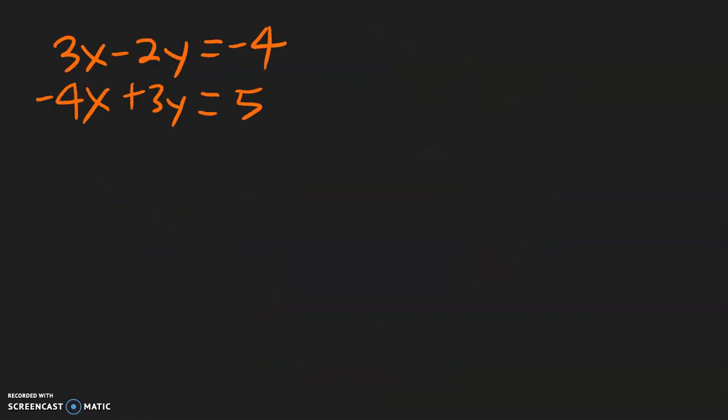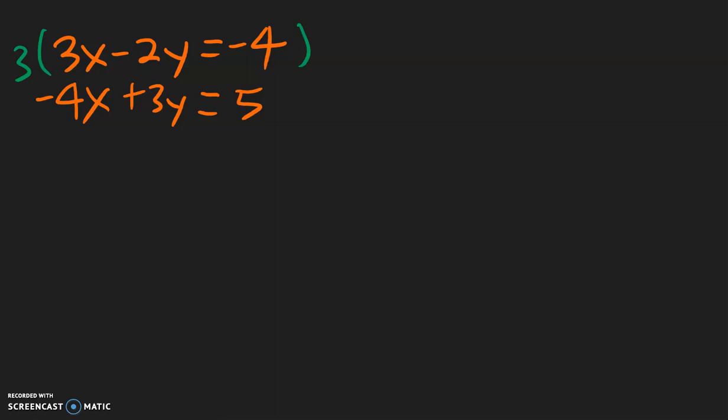So for this example, for neither the x or the y, we do not have the same coefficients. And so for this one, I am going to go ahead and work on the y. So we have a 2 and a 3. So let's try to make them into the same number. So what can we multiply by to make them the same number? Well, we can multiply the first equation by a 3.